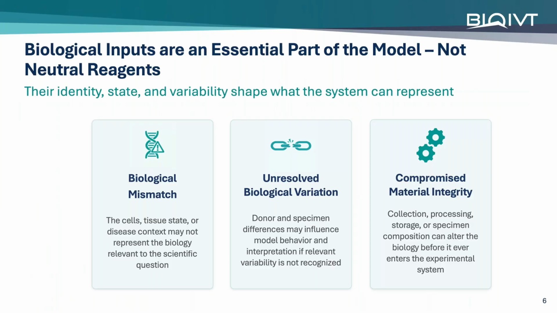And the third issue is material integrity. Collection, processing, storage, specimen composition, and other upstream factors can alter the biology before the material ever enters the experimental system. Once that biological state is changed, no amount of downstream analytical sophistication can reconstruct information that was lost upstream. So before we ask how sophisticated the model is, there's a more basic issue to resolve, and that's what biology we're actually putting into the system, and is it the biology we intend to study.